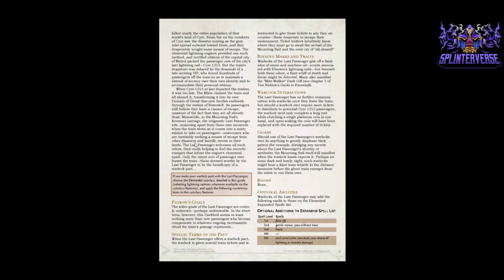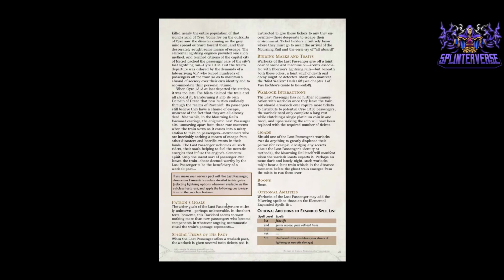and that's maybe how you get off this train. So each of the Dark Lords or patrons in this book have this little box here, and it says, if you make your Warlock pack with the last passenger, choose the elemental subclass detailed in this guide. Select lightning options whenever available via the subclass features, and apply the following customizations to the subclass features. So you'll see this box repeated with different subclasses, so it tells you which one you should pick so that you can customize.